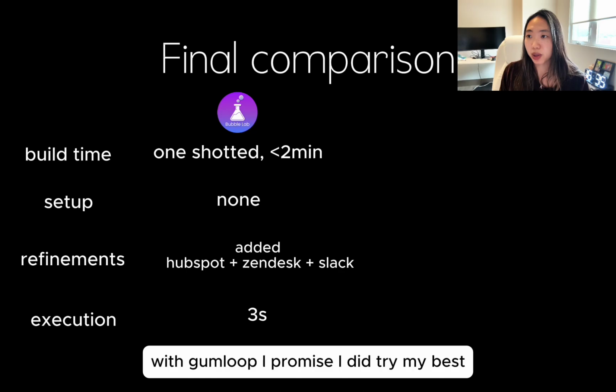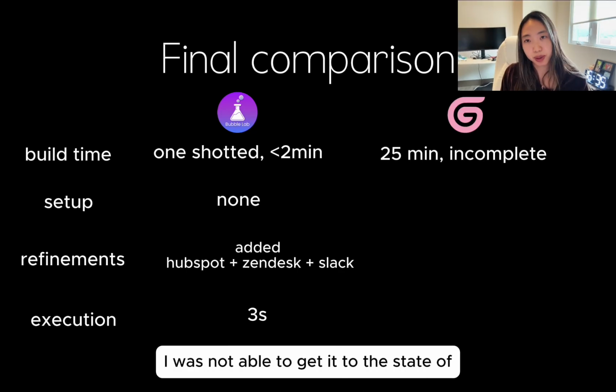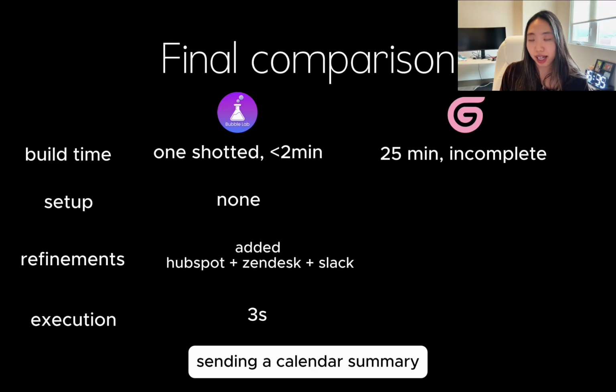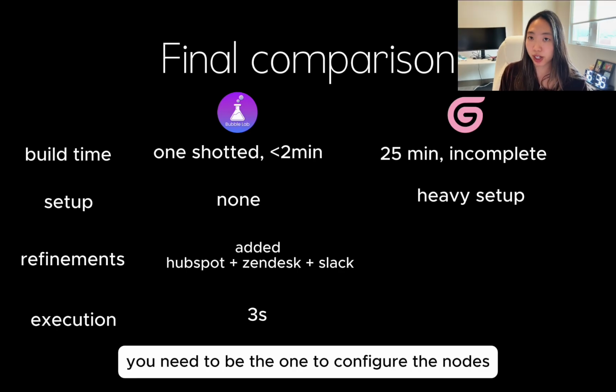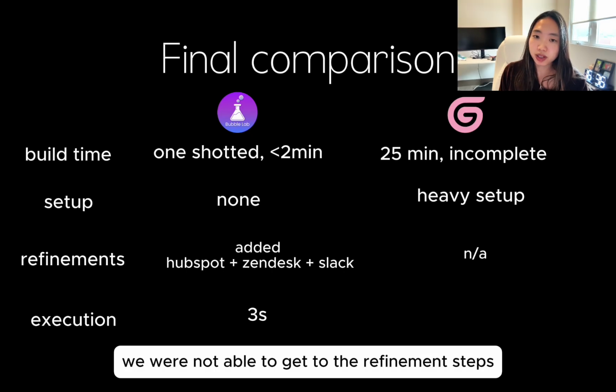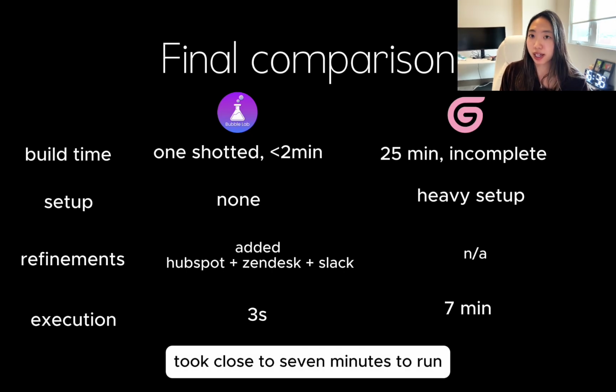On the other hand, with Gumloop, I promise I did try my best, but after 25 minutes, I was not able to get it to the state of sending a calendar summary. Quite a lot of heavy setup involved. You need to be the one to configure the nodes. We were not able to get to the refinement steps, and the execution itself took close to 7 minutes to run.